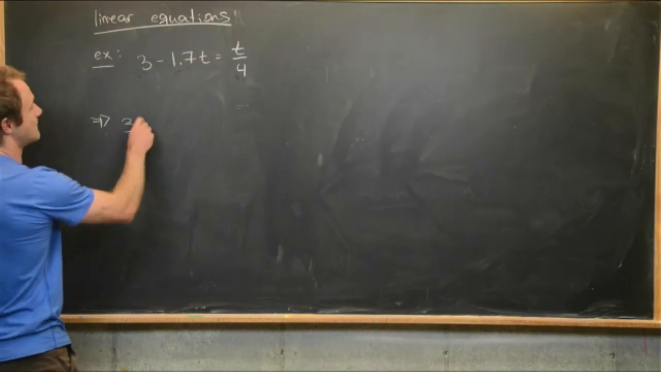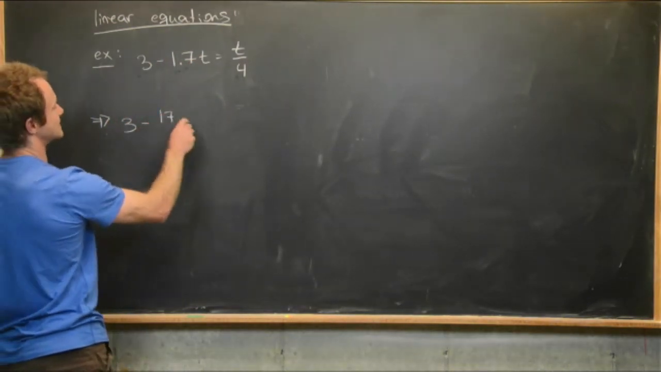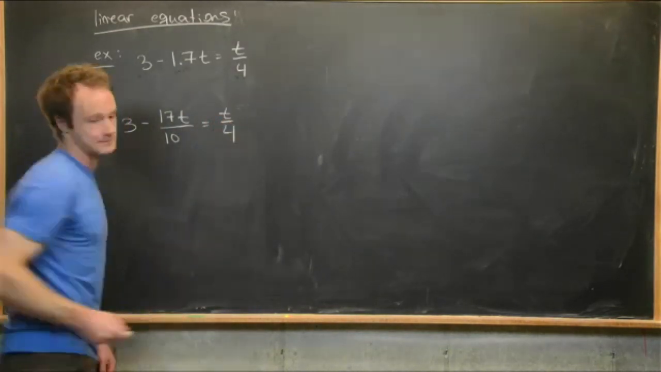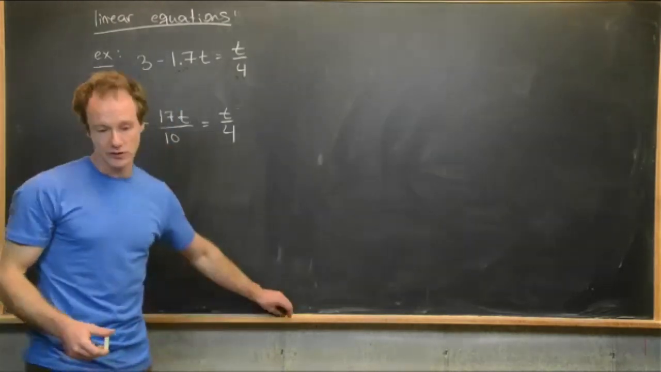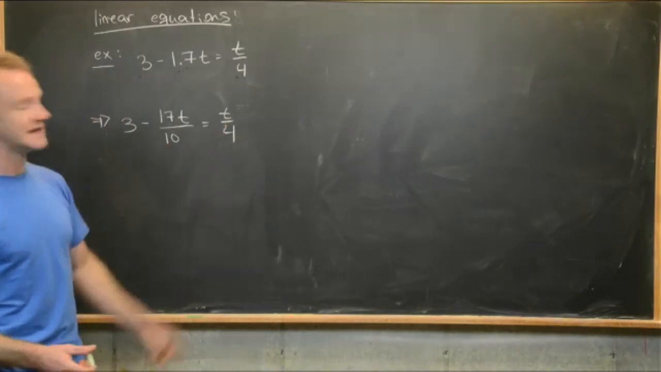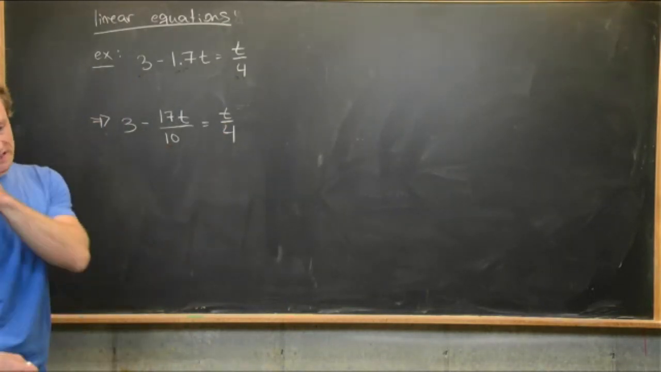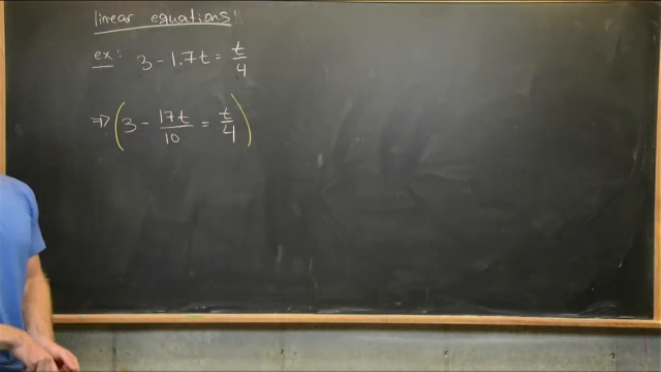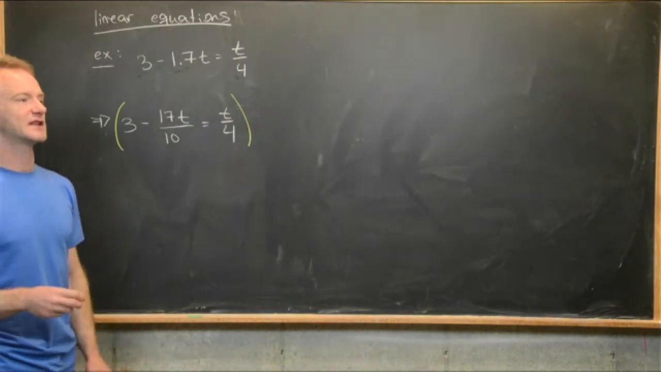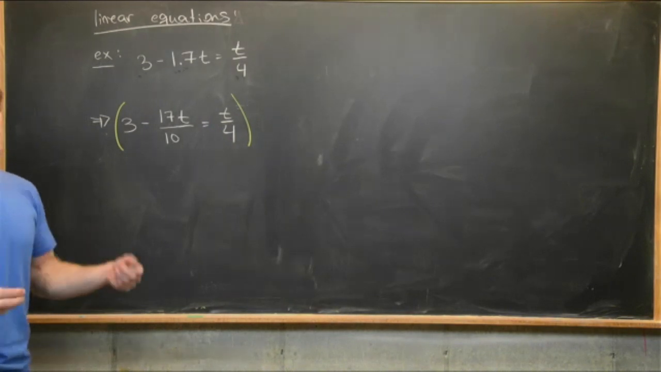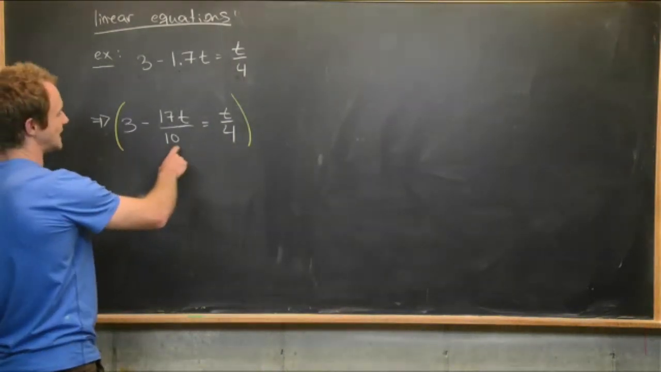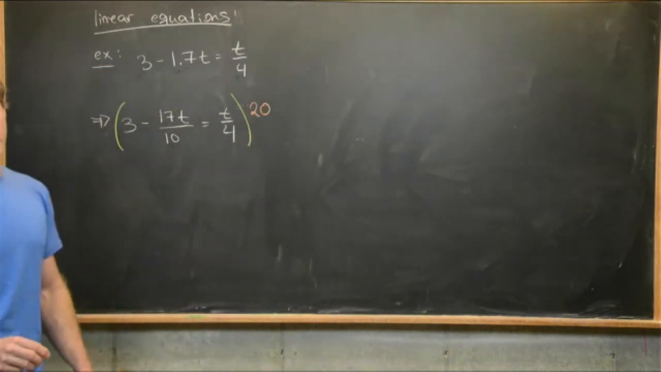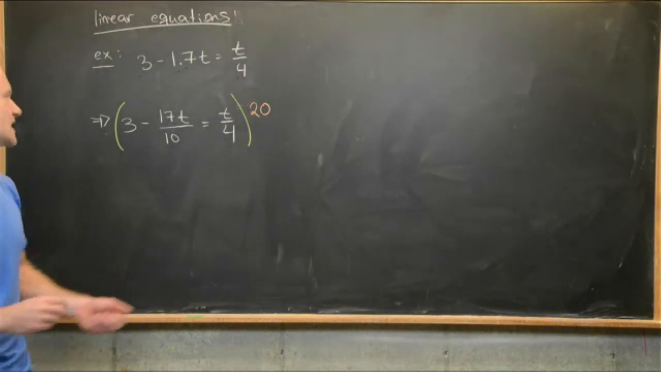So let's do that. We have 3 minus 1.7, which is 17 over 10, and then we can put that t in the numerator, equals t over 4. Now you have two choices here. You can either add 17 over 10 t to both sides, or, since it's an equation, I can multiply the whole equation by something which will cancel out all of the denominators. It's really useful to cancel out all the denominators, because then you have an equation without fractions involved. So we need to multiply by something that will cancel this denominator and this denominator. 20 will be your best choice in this case. It's the least common multiple of 10 and 4.